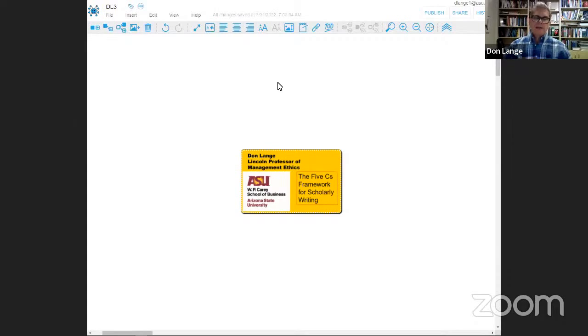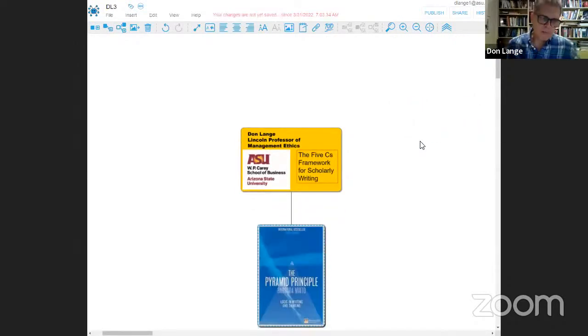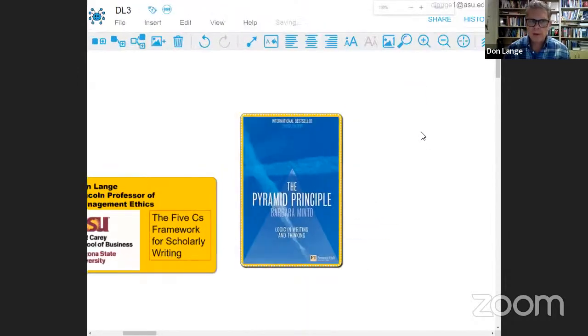I first started thinking about the structure that I'm going to talk about today when I was a doctoral student, early on, and Professor Matt Hayward came into one of our classes to talk about his approach to writing. And it made a big impression on me. He was talking about this book by Barbara Minto called The Pyramid Principle. It is not about academic writing, but it's about structured writing, logic in writing and thinking, as the subtitle says. And Matt was talking to us students about how he used the ideas in this book to think about how he structures his own writing. And that made a big impression on me.